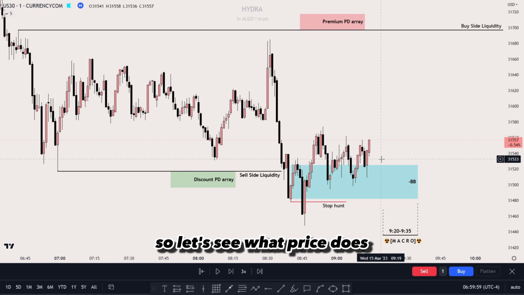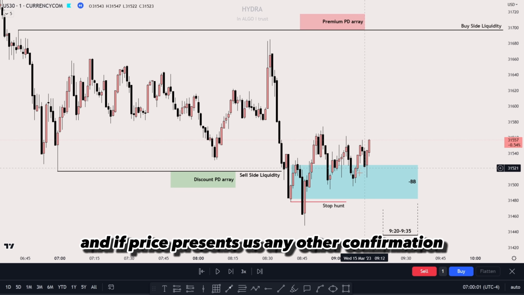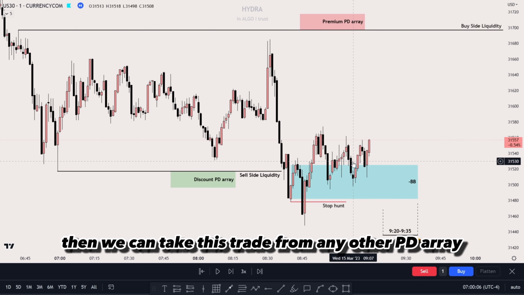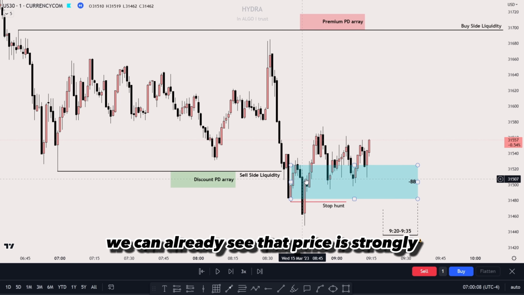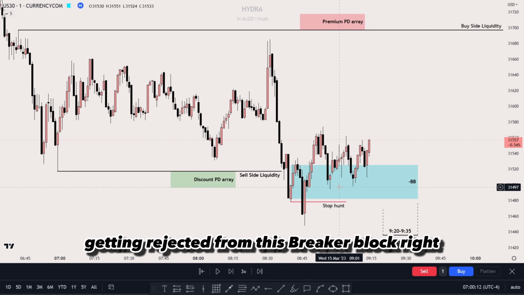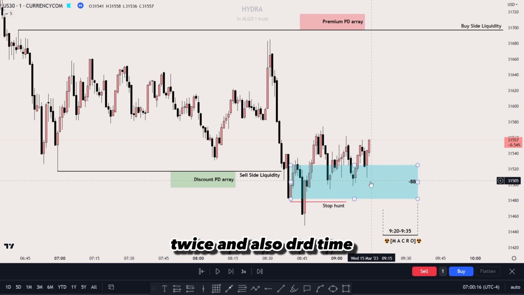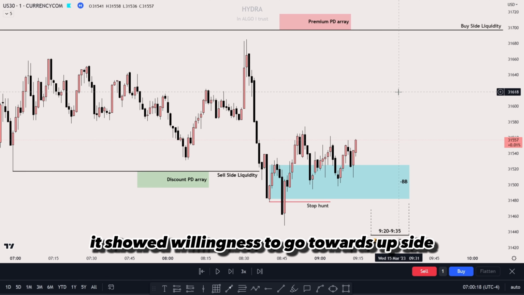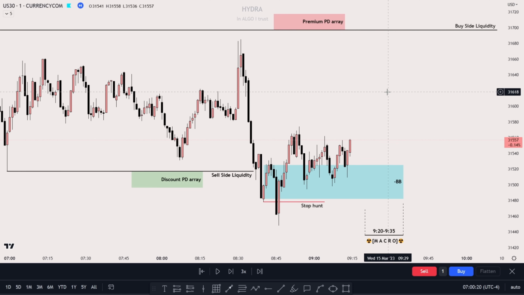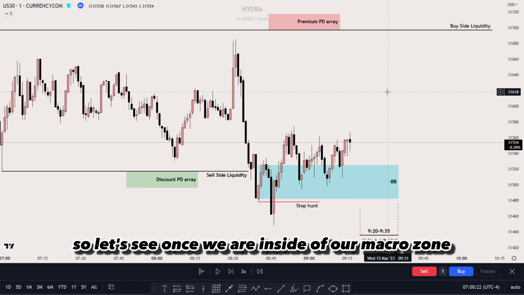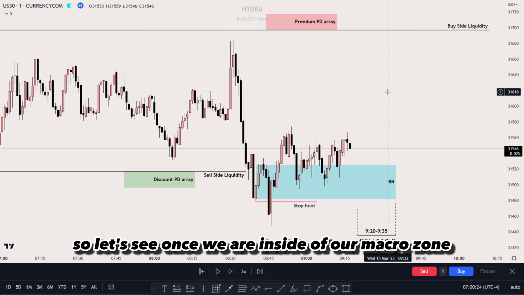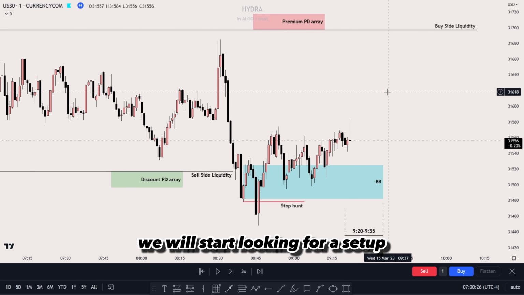So let's see what price does, and if price presents us any other confirmation that we can take this trade from any other PD array. We can already see that price is strongly getting rejected from this breaker block, right? Price rejected from here once, twice, and also a third time. It showed willingness to go towards the upside. So let's see, once we are inside of our macro zone, we will start looking for a setup.